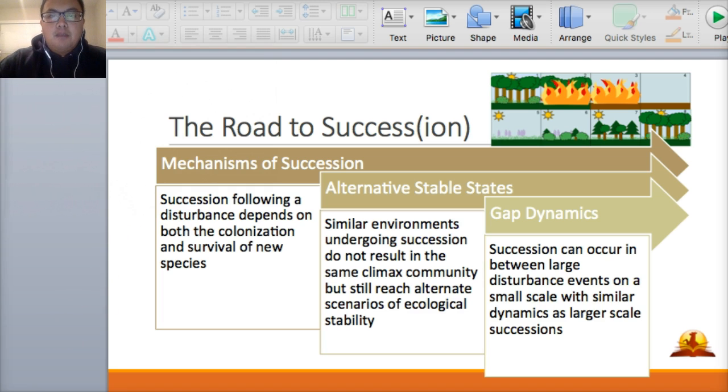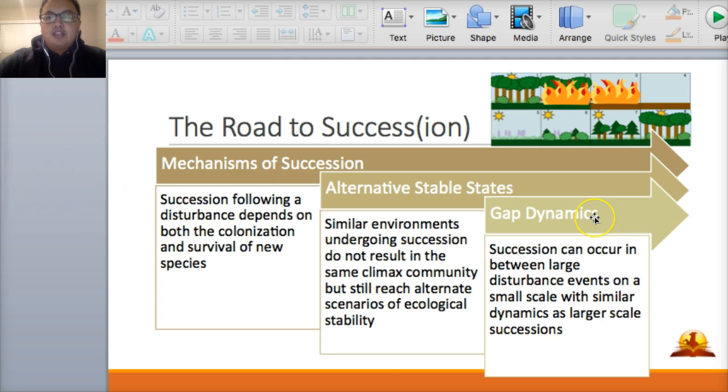The mechanisms of succession are dependent on both the colonization and survival of new species. Similar environments undergoing succession do not result in the same climax community. So even though two different communities both have a fire, it doesn't mean that they both go towards the same climax community. So there are alternative stable states.